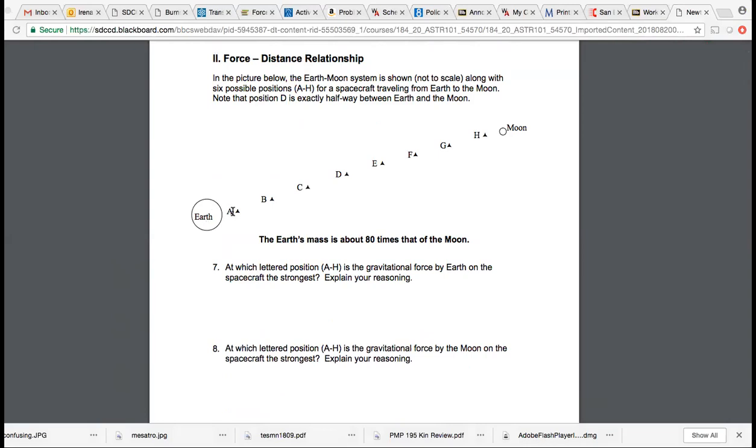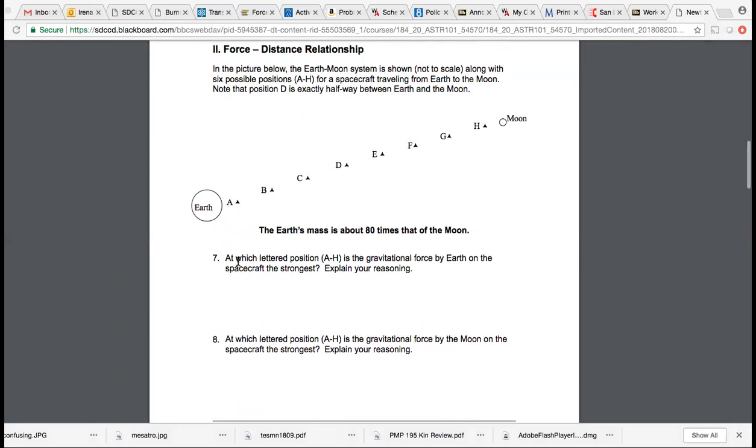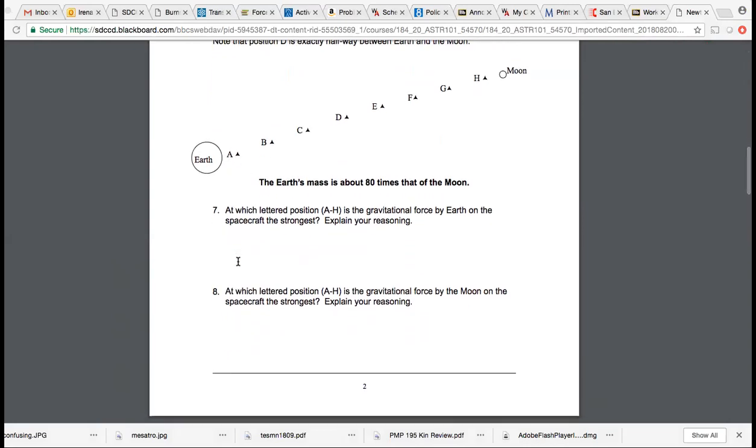Well, you cannot change that. That's given. But what you can change is the distance. The closer you get that spaceship to the Earth, the more force it will feel. Very good. So A is the correct answer. Okay, very good. How about the next one?